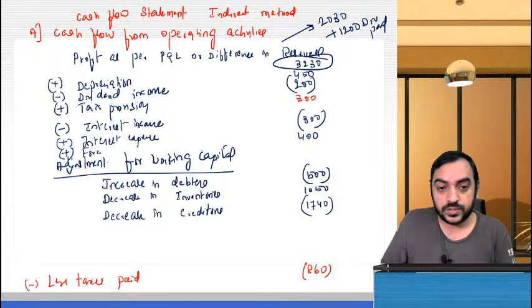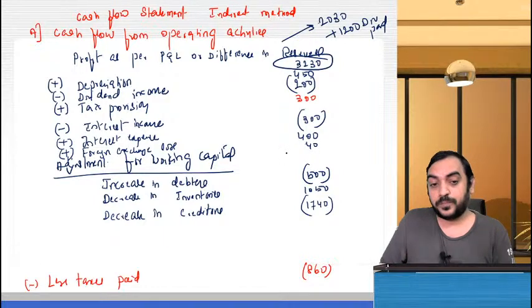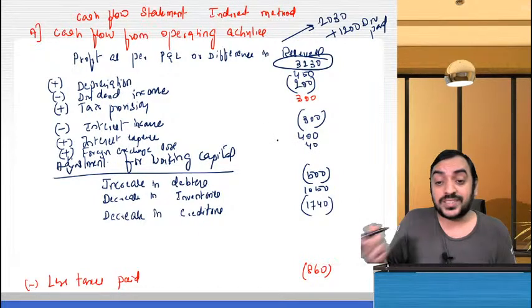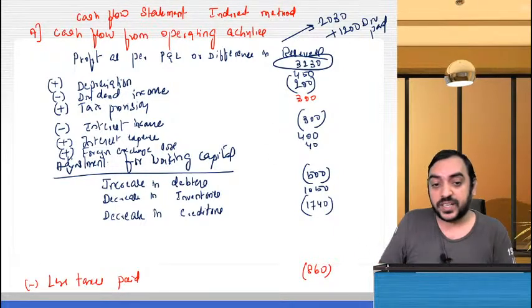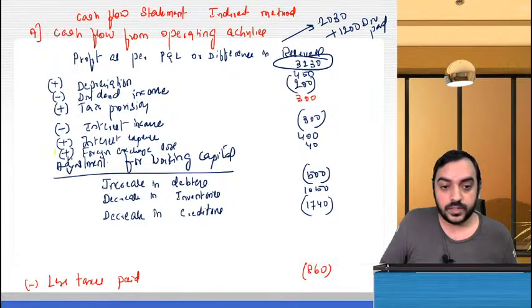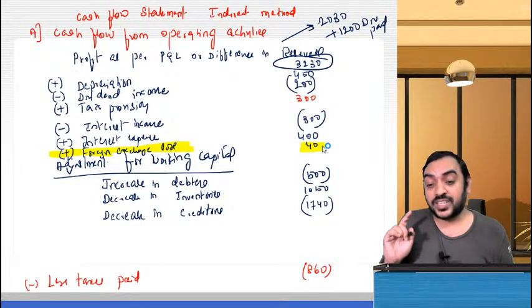foreign exchange loss, 40. And why am I adding back? Because it is a loss which was subtracted earlier. Now I'm adding it. I'm reversing the previous effect. So adding here foreign exchange loss, I'm adding here, and I have to do a subtraction somewhere.